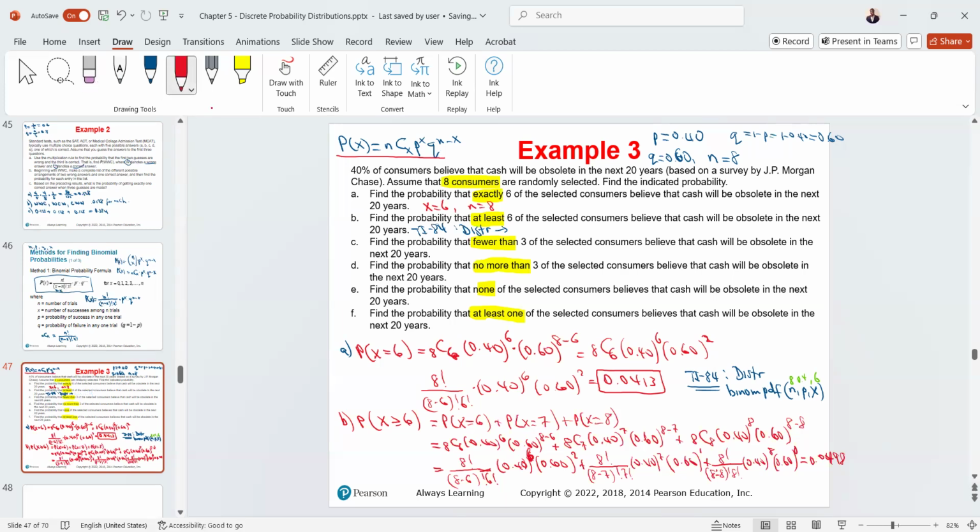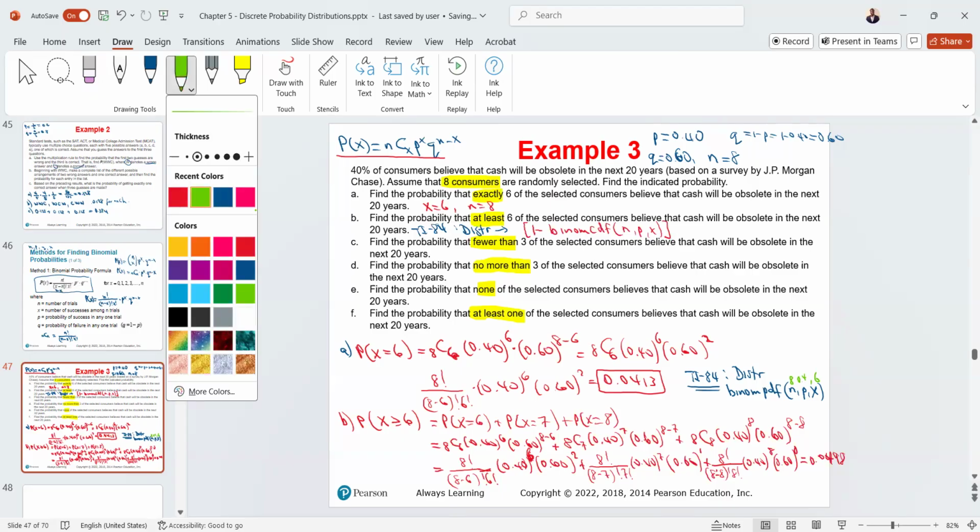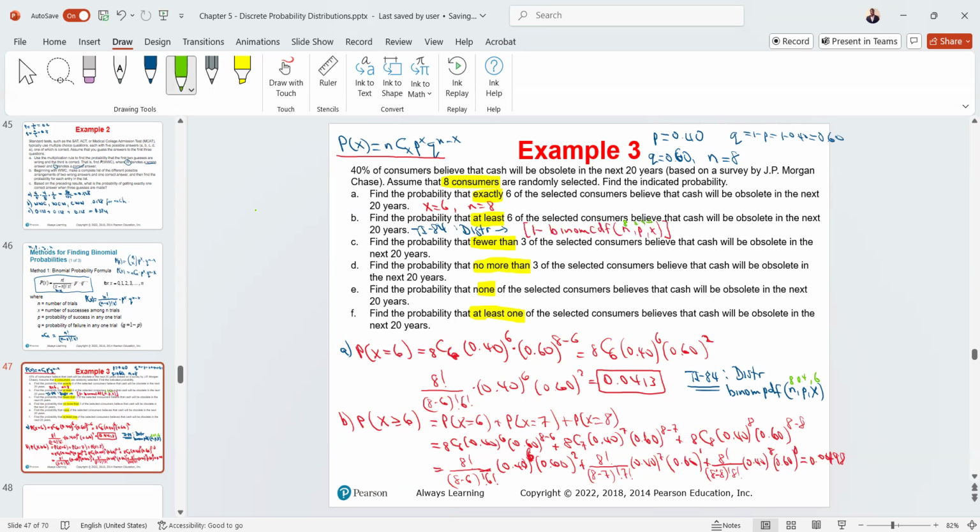from 1. So it would be 1 minus binomCDF. And remember, CDF would be NPX again. In this case, because we said at least 6, 6 is included. These answers would be subtracted from 1, N is 8, P is 0.40, and X would be 5. Don't forget about it. You can find it this way.